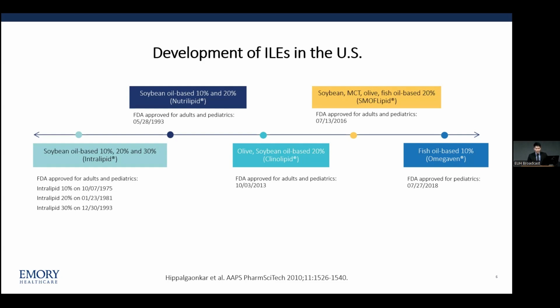Two years later, another product by another company gained FDA approval in 2016 that blended 4 types of oil, including soybean, MCT, olive, and fish oil. The reason behind this development was that they wanted to optimize the omega-6 to omega-3 ratio and also increase the concentration of alpha tocopherol. And lastly, in 2018, another product gained its FDA approval. This was the lipid emulsion containing only fish oil. It was approved only for pediatric use for the treatment of PNAC, which is parenteral nutrition associated cholestasis.